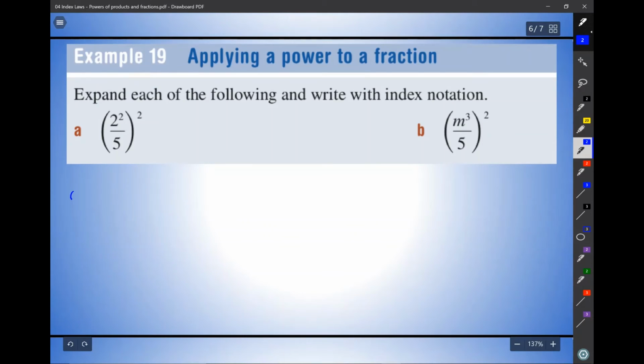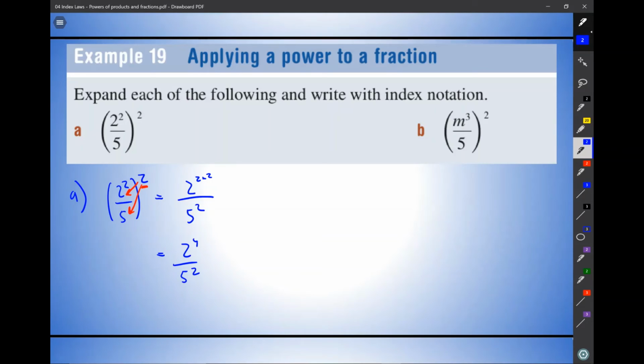Now again, when we have fractions, we take our power outside the brackets and we apply it to all of our terms inside the brackets. So we end up with this.